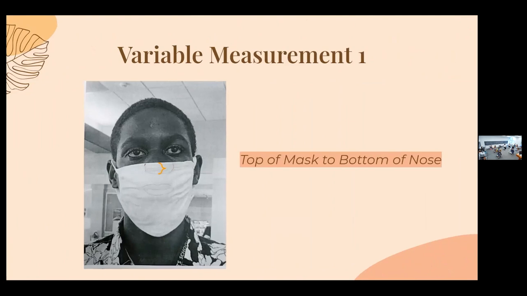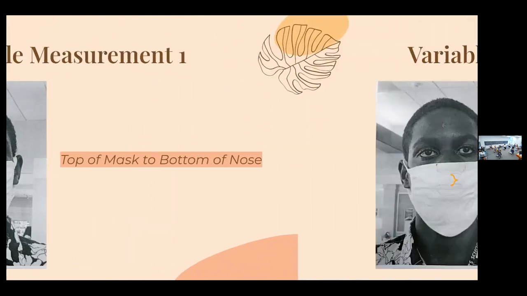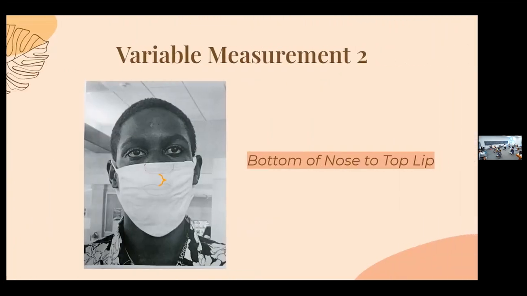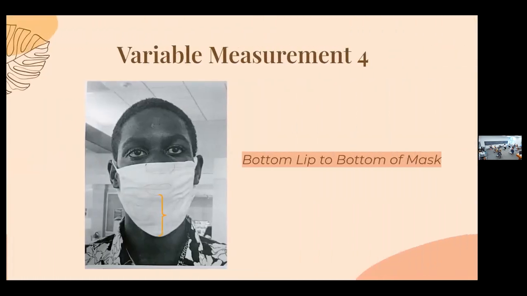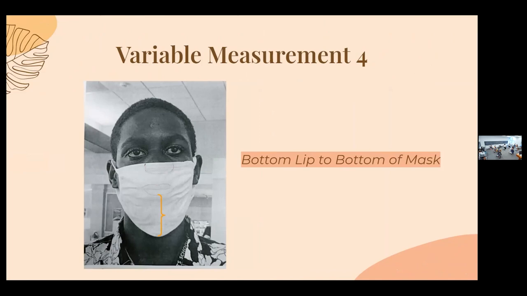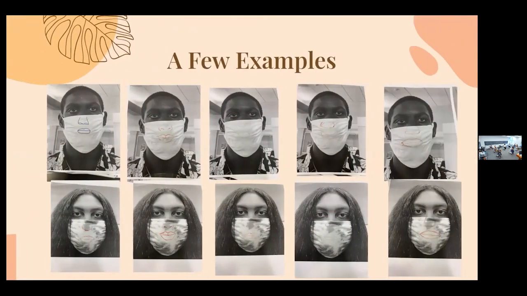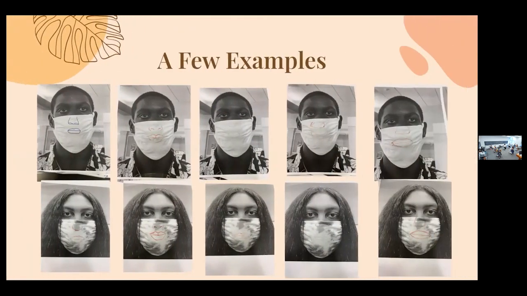And the variable measurements include top of mask to bottom of nose, the bottom of nose to top lip, the top lip to the bottom lip, and the bottom lip to the bottom of the mask. And I would like to reiterate that the fixed measurements are fixed because they're set measurements on a person's face, not affected by the participants' drawings, while the variable measurements are affected by the participants' drawings. Here are some examples of what people perceive the male and female to look like.